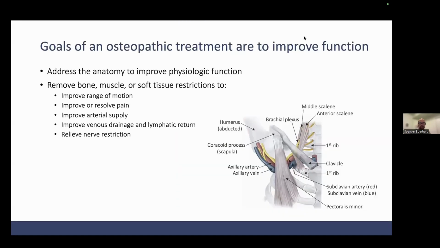The goals of an osteopathic treatment are to improve function. So we focus a lot on the anatomy and the physiology of the body to help improve that function. We might remove a bone, muscle, or soft tissue restriction to improve, for example, something as simple as range of motion. If you have a frozen shoulder that's stuck, then you help it out. We may focus on resolving a pain issue. We may improve the arterial supply to an area that's restricted. We may improve venous drainage or lymphatic return or relieve a nerve restriction.